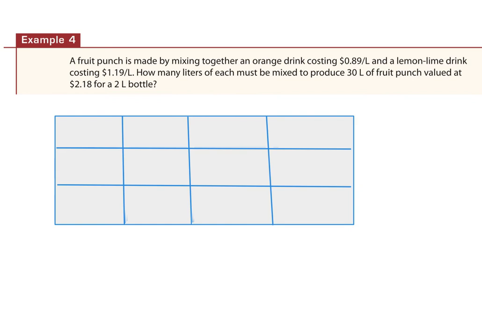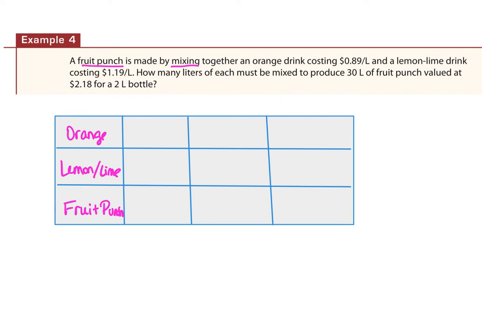So let's look at what we have here. We have a fruit punch. It is made by mixing. So my final mixture is that fruit punch. When I mix these 2 together, my final product is going to be a fruit punch. That is what's going to go down here. All right. What am I mixing together? Well, I'm mixing together an orange drink and a lemon lime. So the 2 first lines are going to be what you're mixing together to get your final product as your last line.